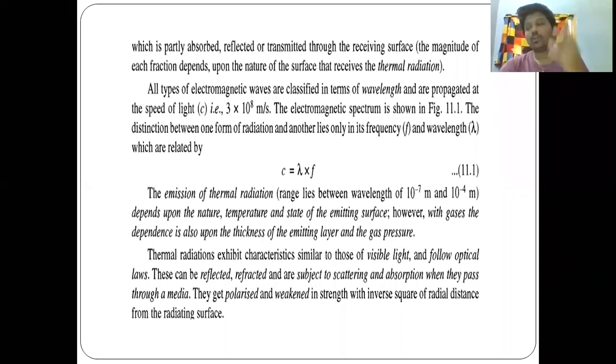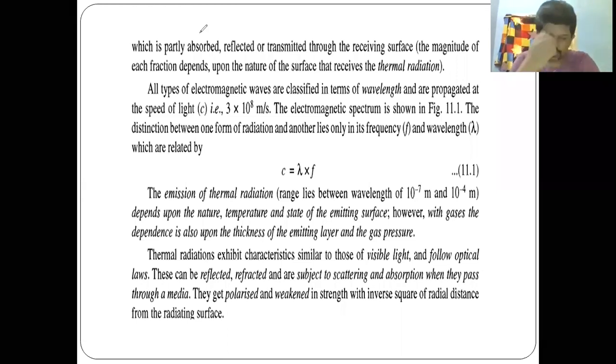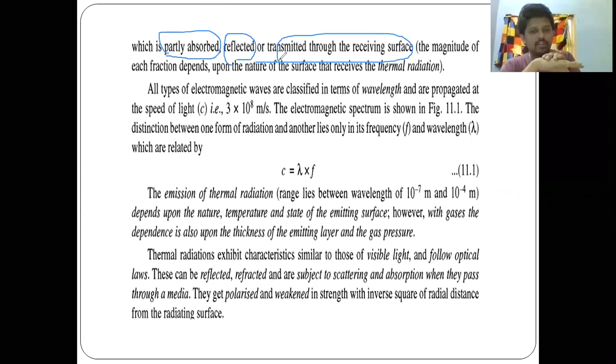But on the receiving surface, the energy in the form of wave motion is received by the receiving surface, which might be partly absorbed, reflected or transmitted through the receiving surface. That means if the energy in the form of waves is impinging on the receiving surface, there is no need that the complete energy should be absorbed. Only partly can be absorbed, or completely reflected, or completely transmitted. Absorbing means the light is coming and some of it is absorbed here. Reflected means the light came and it is reflecting back. Transmitting means the light or the wave motion came and it is transmitting through the body.